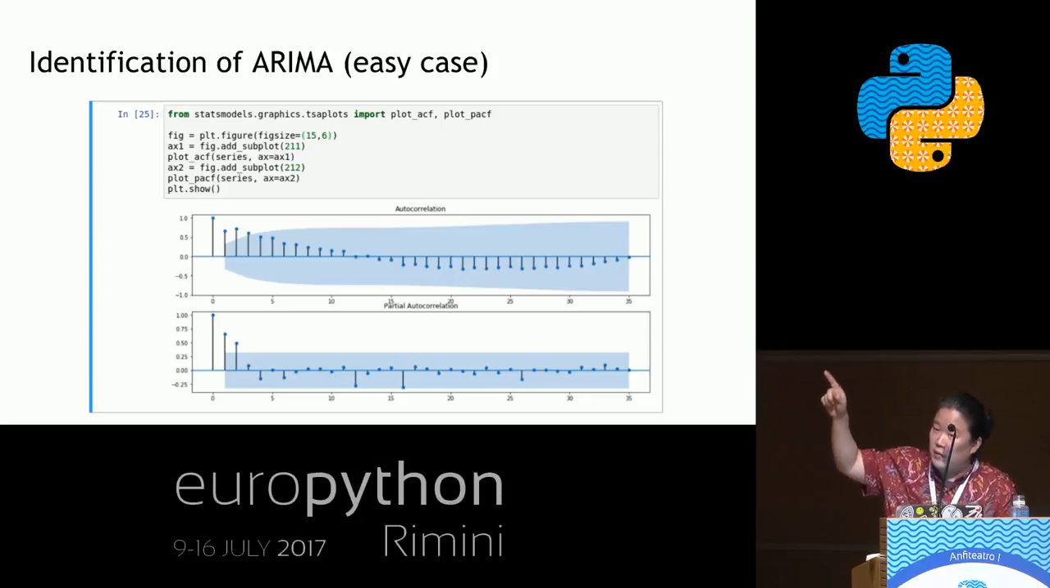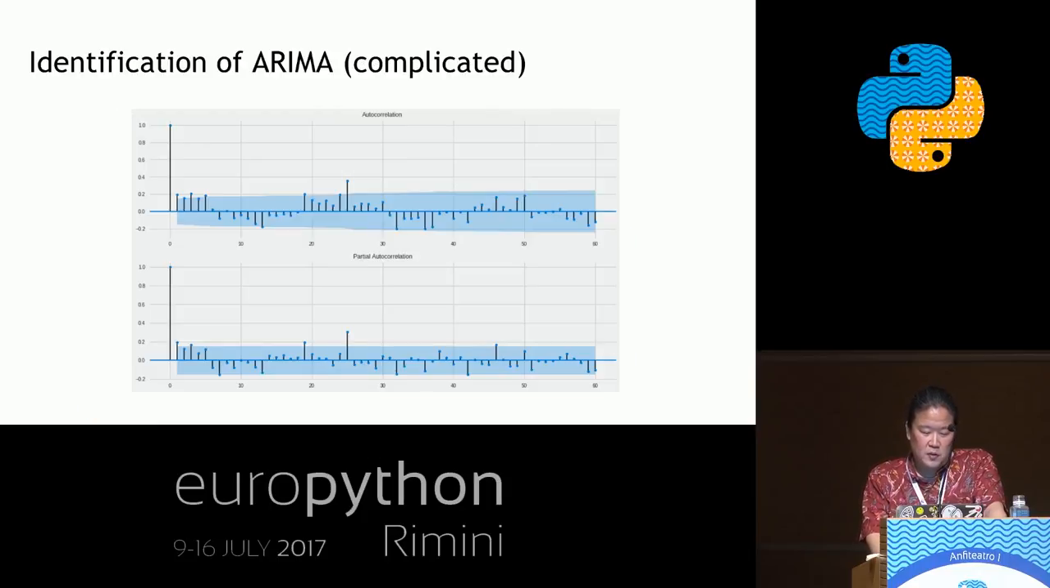And it cuts off after lag two, which means it's better to use a moving average than autoregression, so we can parameterize like 0 for P and 2 for Q. But it does not always go like that, simple. This one comes from my own data we saw previously, and it is more complicated. So I just use grid search to find the parameters. Do you know what grid search is?